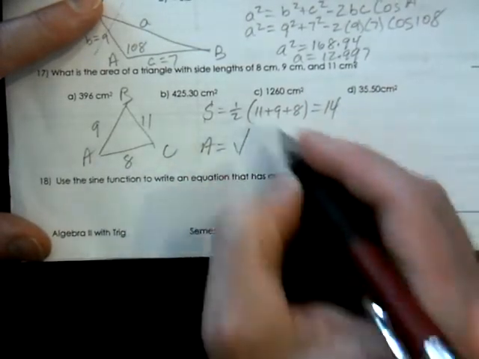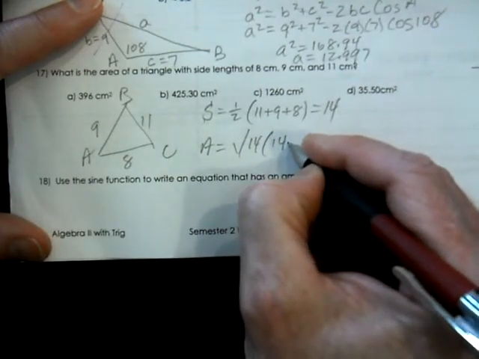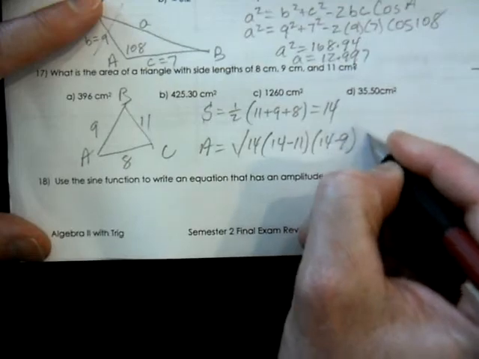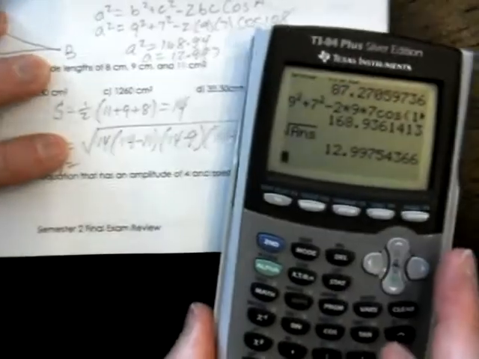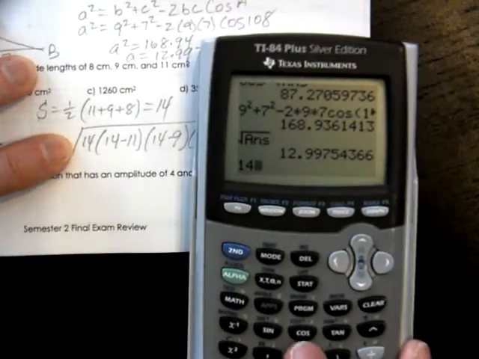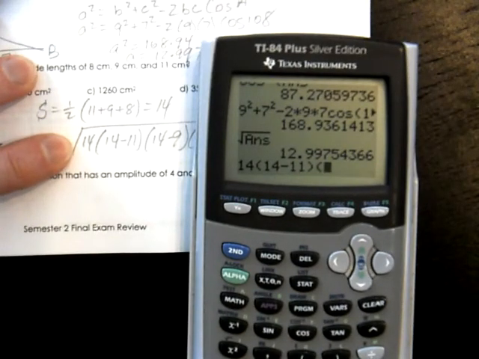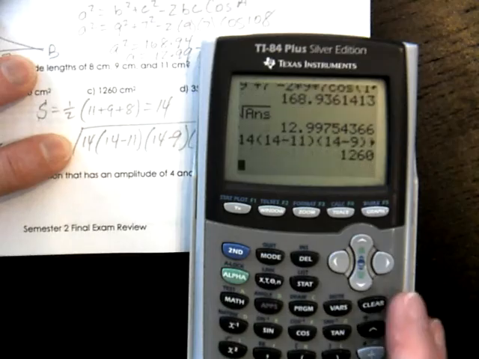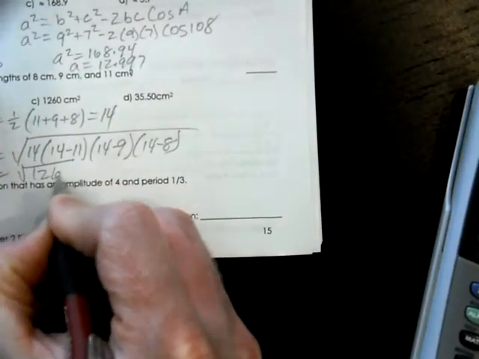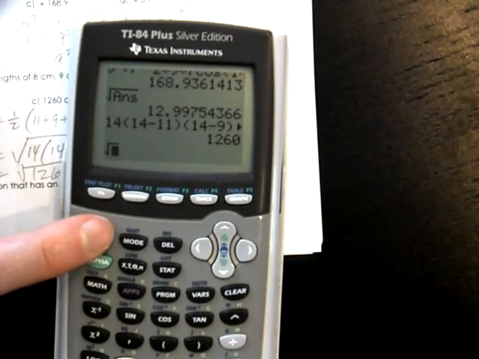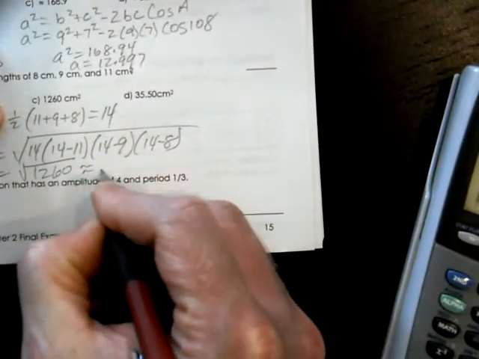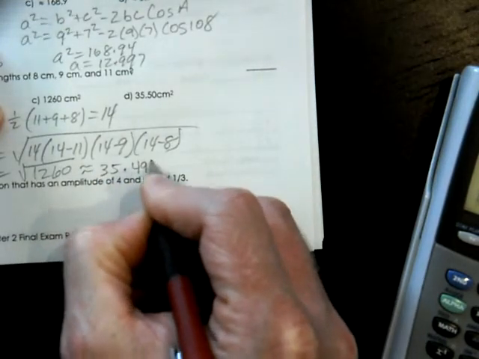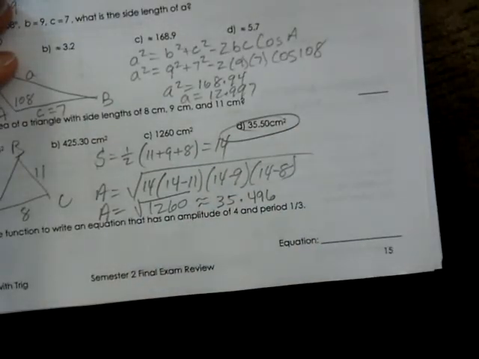So the area is going to be the square root of 14 times 14 minus 11, 14 minus 9, 14 minus 8. So this is the square root of 1260. Just showing some work. So 35.5. And that's the area.